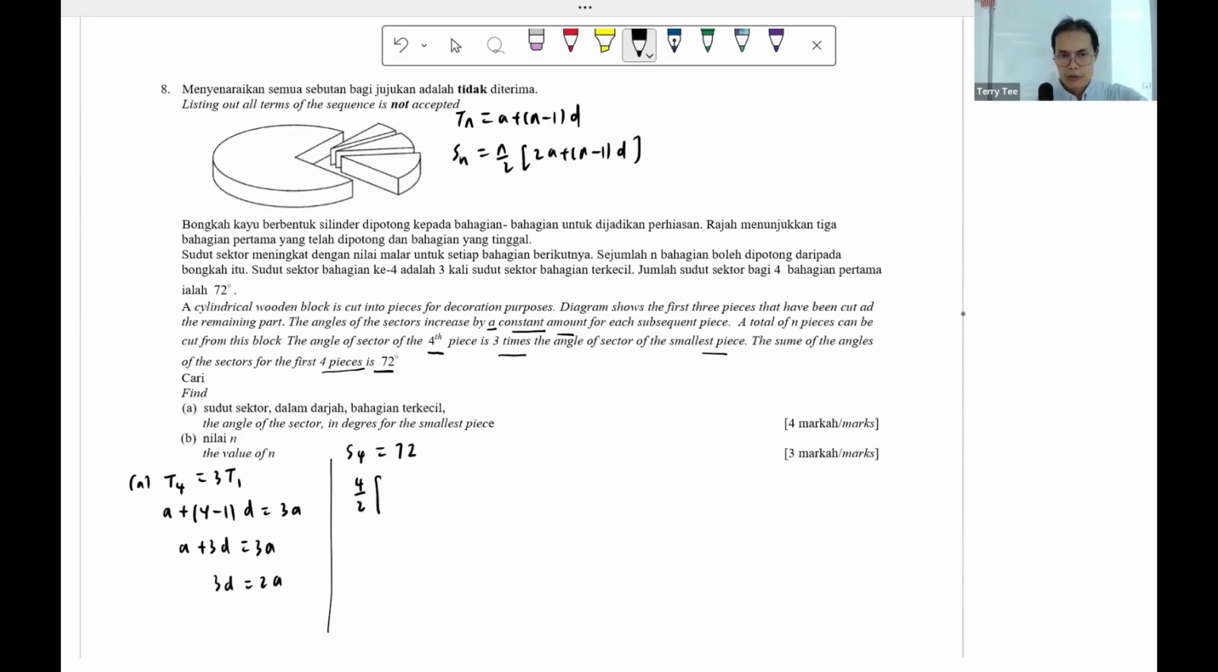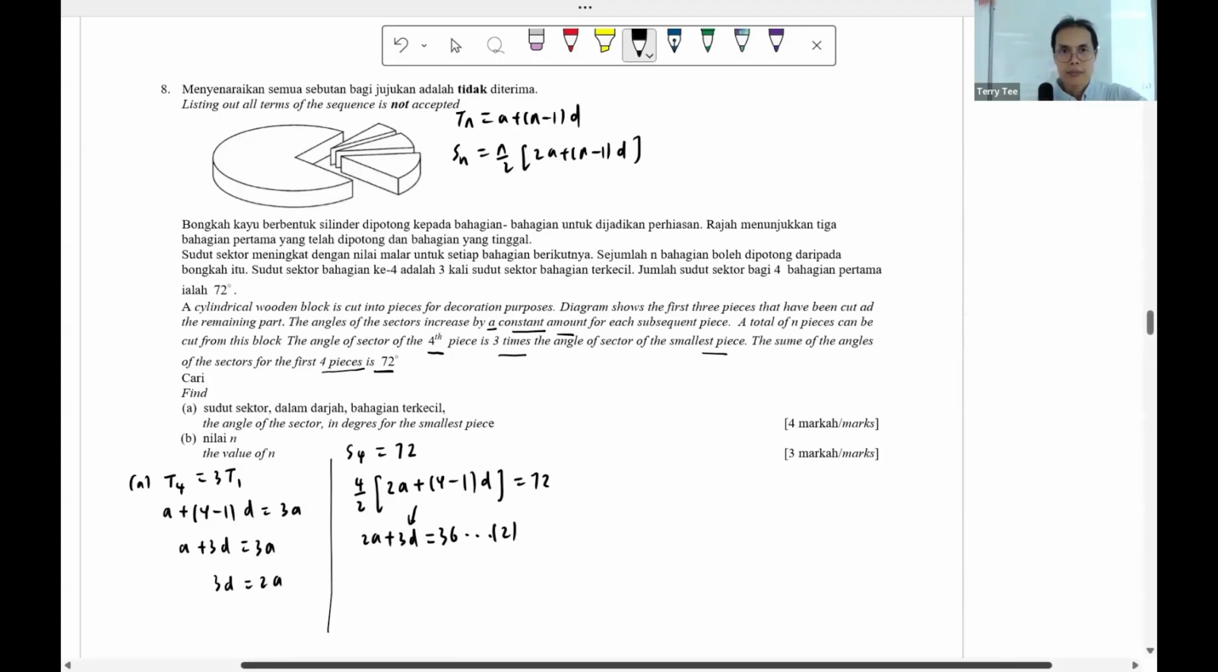So we write this as 4 over 2, 2a plus n minus 1 d. The result is 72. So 4 divided by 2 is 2. You can divide it. 2a plus 3d equals 72 divided by 2, 36. Equation 2. Now I notice I don't have to make one of them the subject because I already have 3d equals to 2a. So if you are solving for a, we can put 3d inside. Let me just call this equation 1.